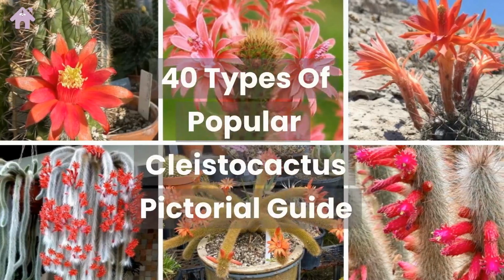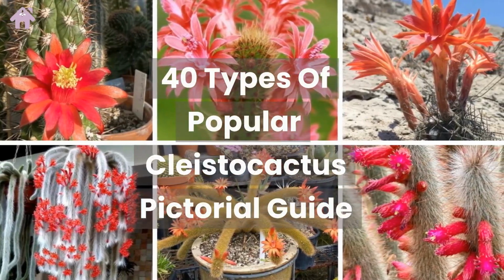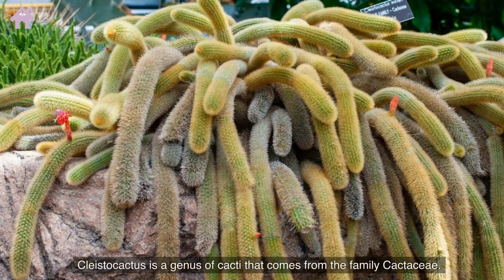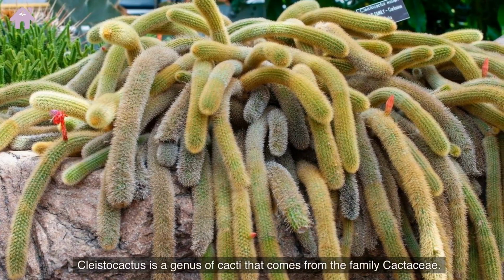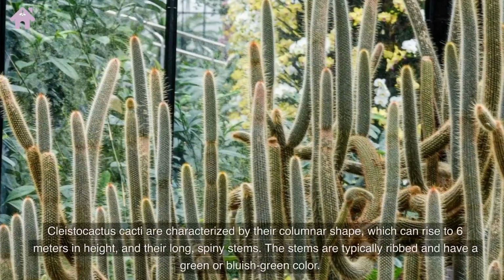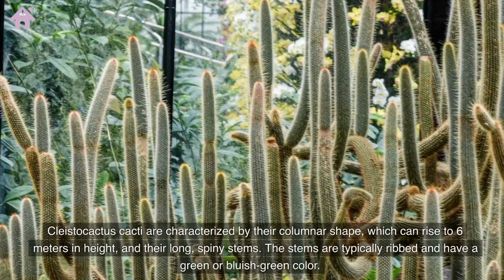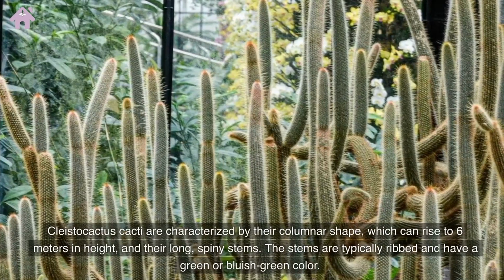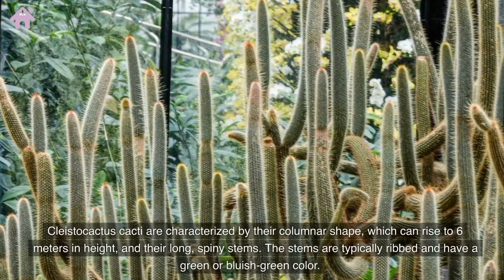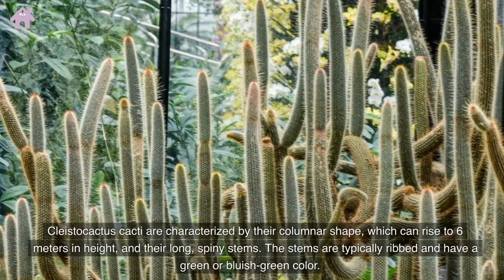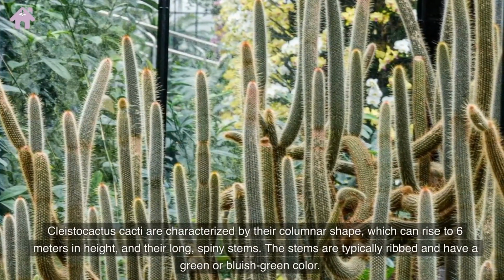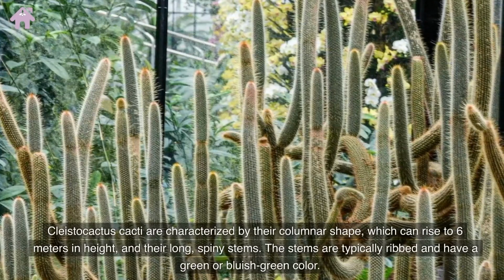40 types of popular Cleistocactus pictorial guide. Cleistocactus is a genus of cacti that comes from the family Cactaceae. Cleistocactus cacti are characterized by their columnar shape, which can rise to 6 meters in height, and their long, spiny stems. The stems are typically ribbed and have a green or bluish-green color.